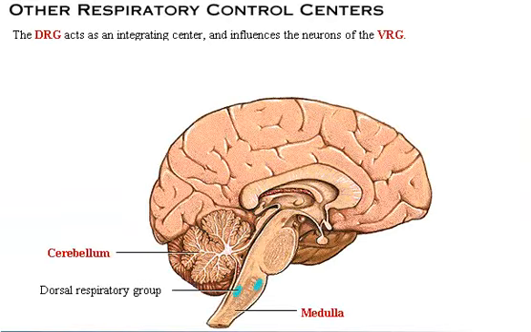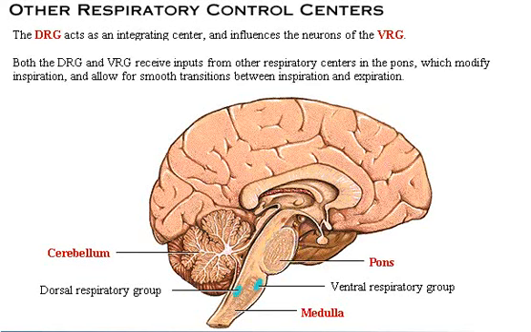The dorsal respiratory group, or DRG, acts as an integrating center for peripheral stretch and chemoreceptor inputs and influences the activity of the neurons in the VRG. Both the DRG and the VRG receive inputs from other respiratory centers in the pons, which modify inspiration and allow for smooth transitions between inspiration and expiration.